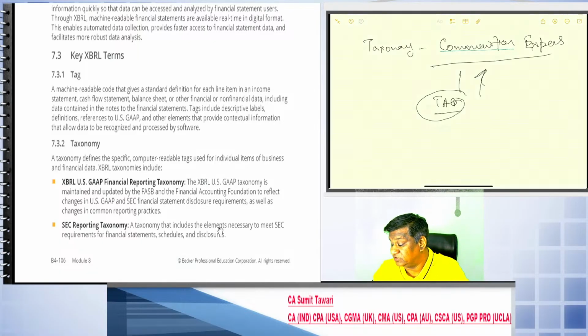Okay, tag is basically the expenses head. Okay, and taxonomy means they gave a standard expenses head. Okay, so that is basically the SEC reporting taxonomy.